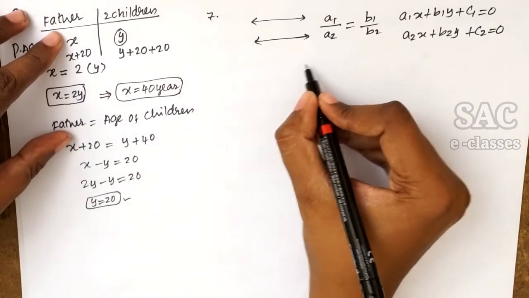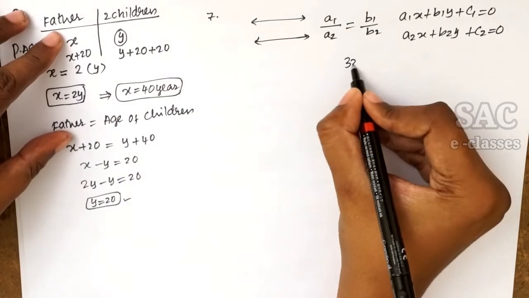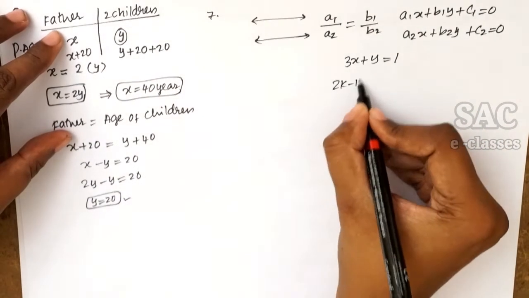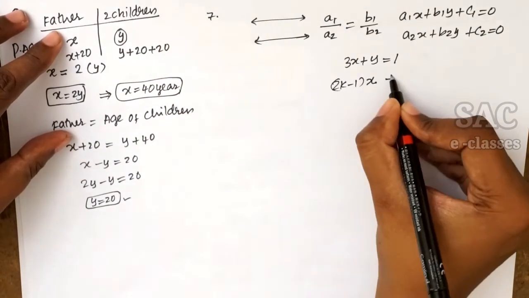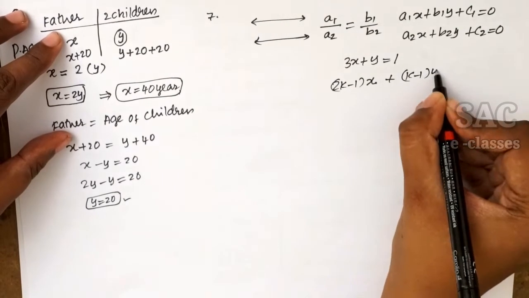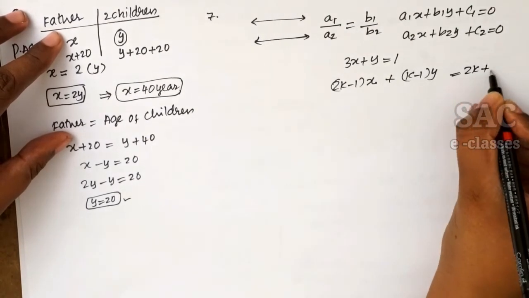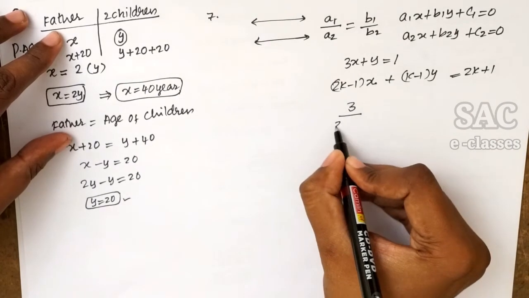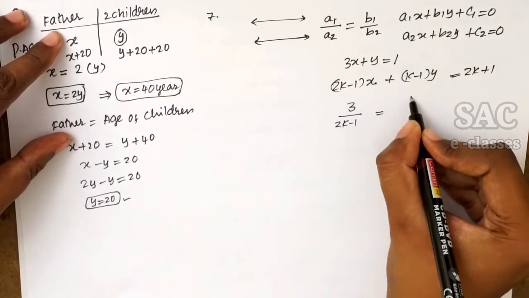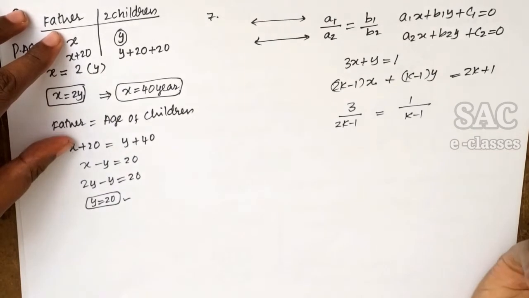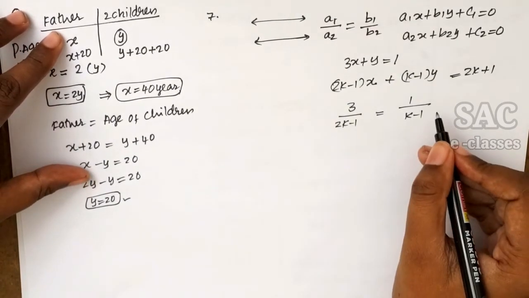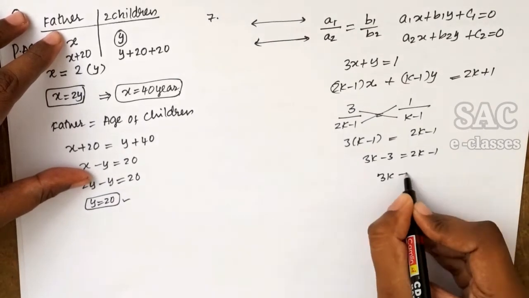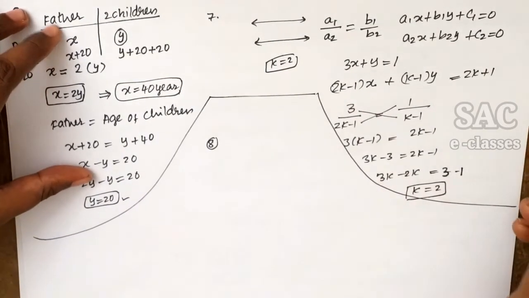So first of all, observe the linear equations: 3x plus y equal to 1, and 2k minus 1 into x plus k minus 1 into y equal to 2k plus 1. Then a1 by a2, where a1 is 3 and a2 is 2k minus 1, is equal to 1 by k minus 1. Let's solve it. Do cross multiplication to get the k value. We got the k value is 2.